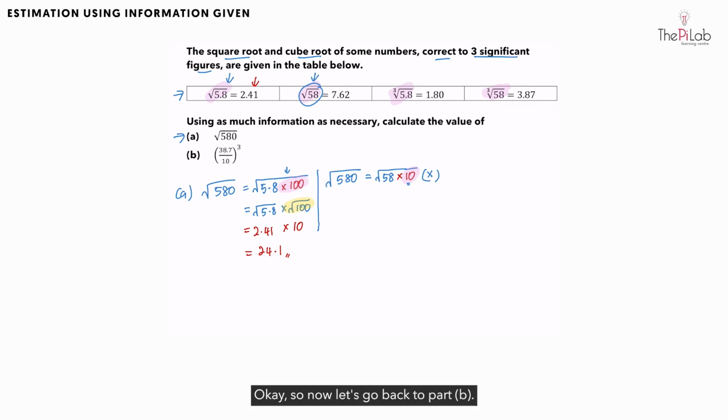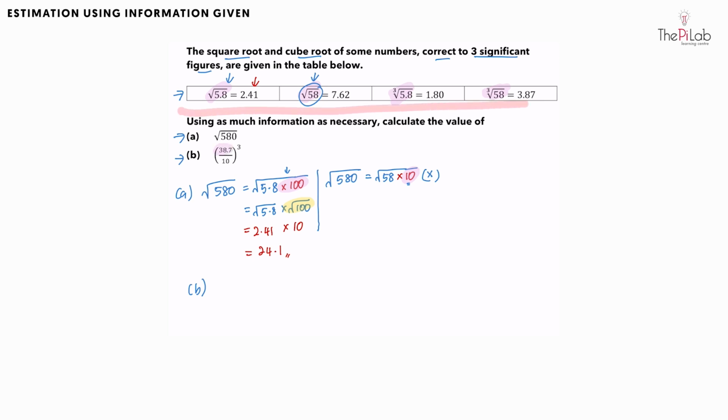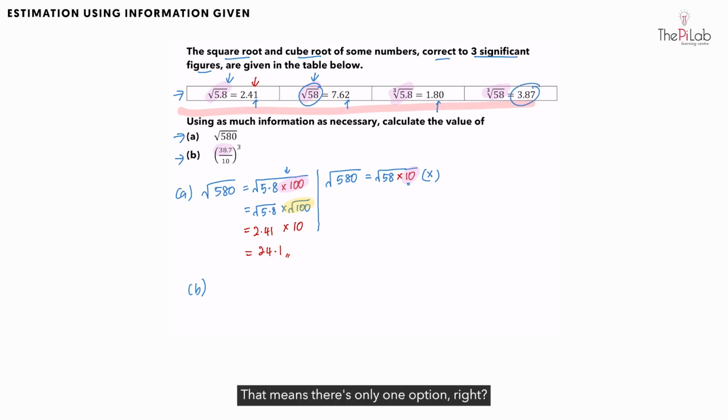Okay, so now let's go back to part B. And the question asks us for 38.7 divided by 10 and take the cube. Now, if you look at this number, 38.7, where do you see it in the table over here? Is it in the first column? No. Second column? No. Third column? No. It appears in the last column. That means there's only one option, right? Which is good news. So write down 38.7 divided by 10 cubed.